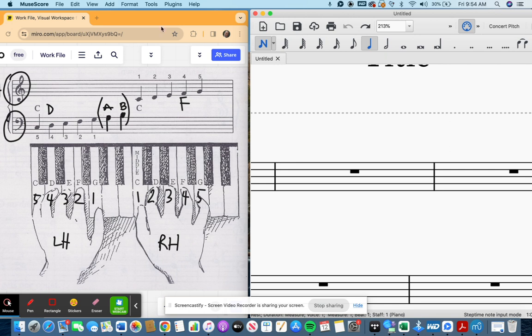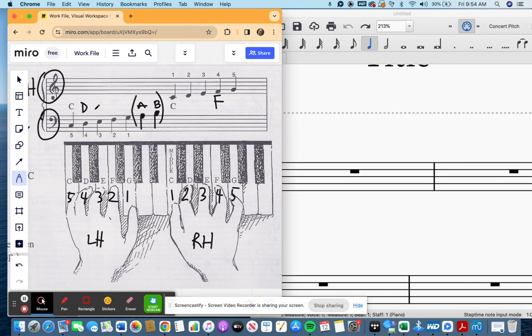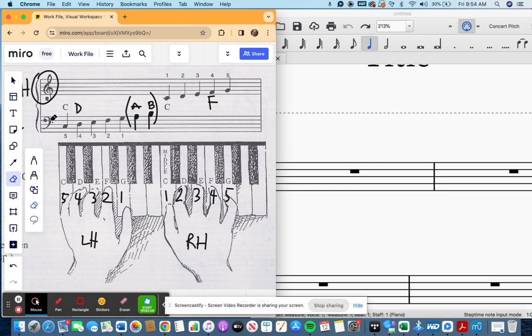This clef, if I erase this circle, the bass clef, if you notice it, the bass clef has these two dots. The two dots are surrounding the fourth line. What happens there is the bass clef is actually what's called F clef, because this note that's on the fourth line, the line that goes between the two dots, is the note F.